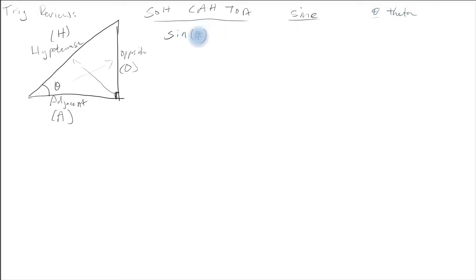Sine of theta is the opposite side divided by the hypotenuse. And that's why it's SOH. Sine is opposite divided by hypotenuse. Next one, we write it as cos, but really it's cosine. So cos of the angle, cosine of the angle, is the adjacent side divided by the hypotenuse. That's why it's CAH. Cos is adjacent divided by hypotenuse.